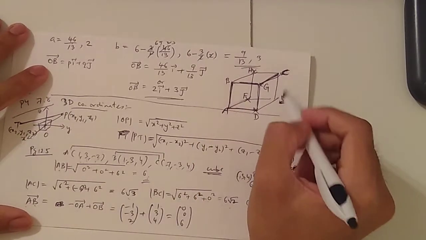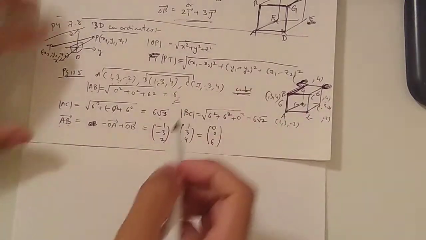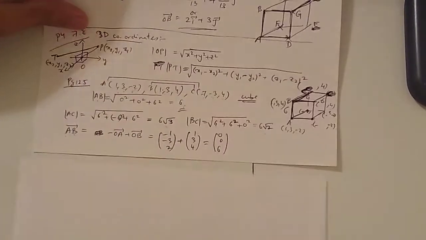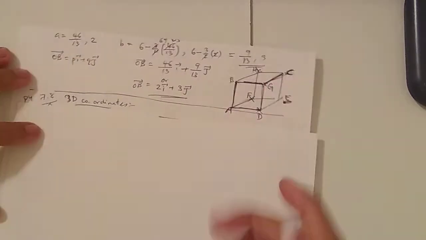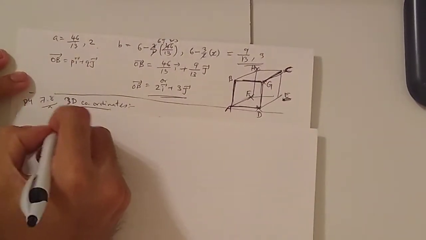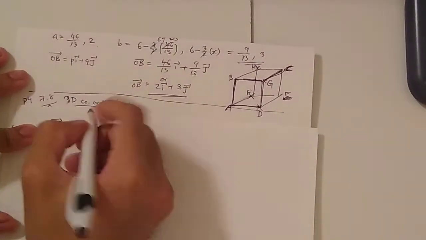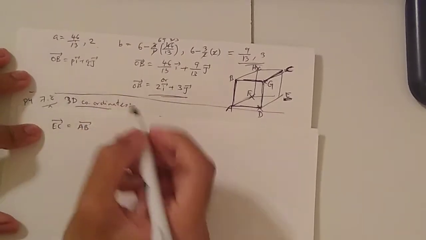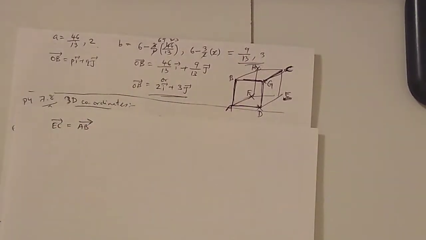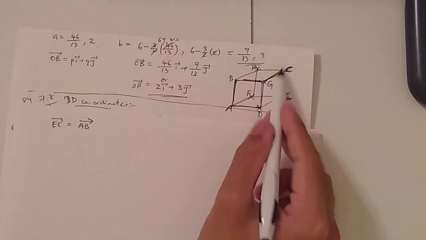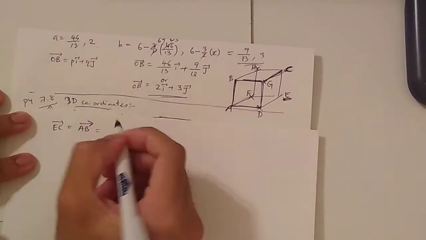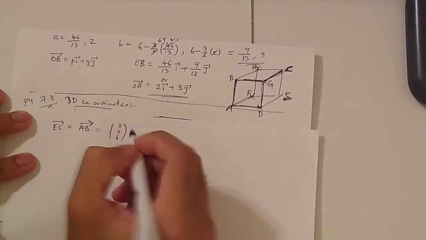What is EC then? Okay, EC is therefore also the same as AB. From the figure we notice that EC is the same as AB, and therefore since EC is the same as AB, in that case EC is also equal to 0, 0, 6.